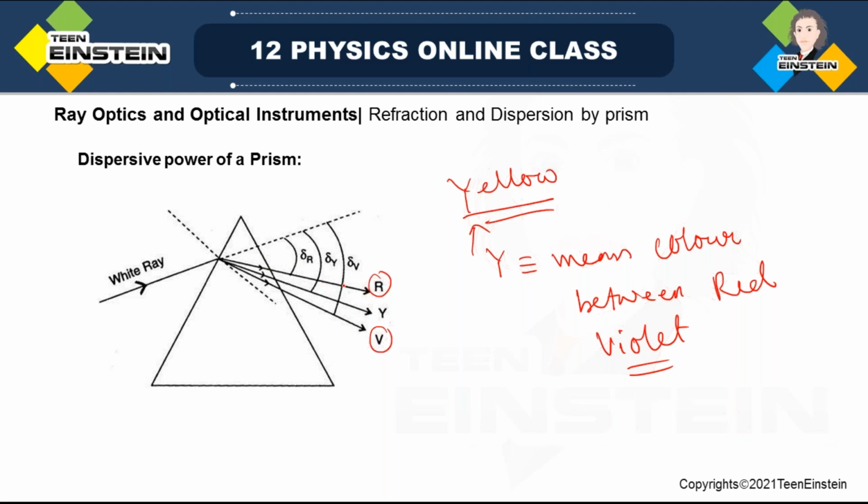And as I discussed, red will have less deviation. So see, this is the angle of deviation of the red light, this is the angle of deviation of the violet light, and this is the angle of deviation of the yellow light, the medium yellow.